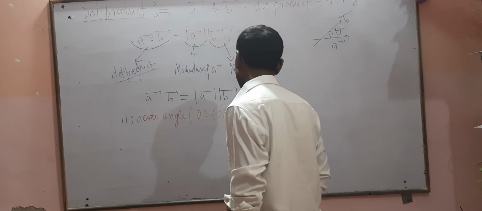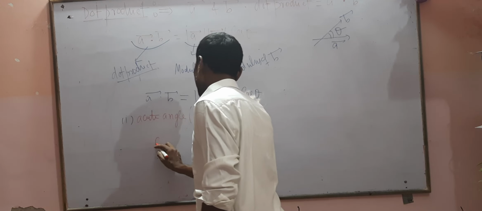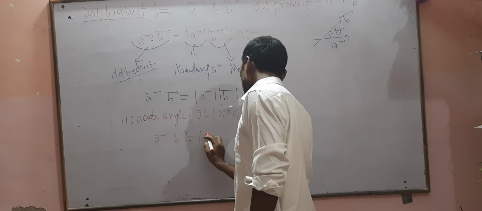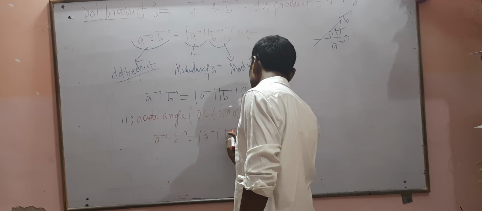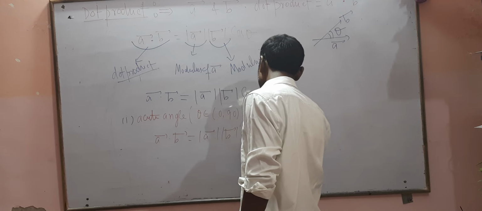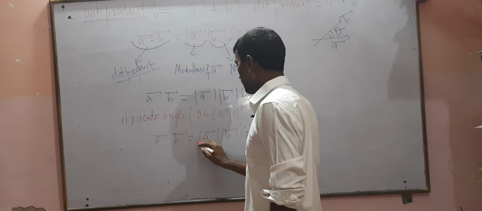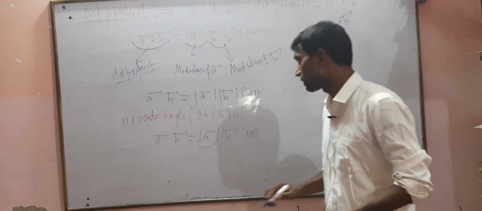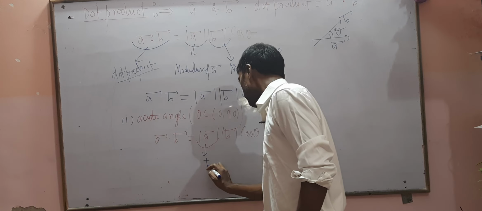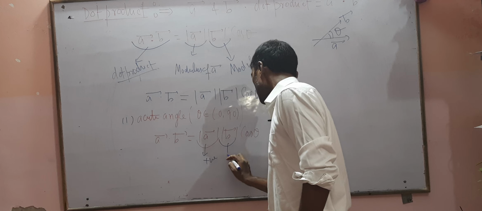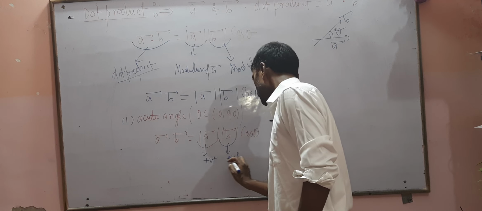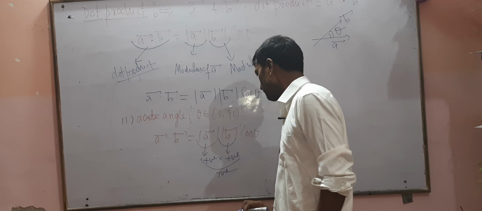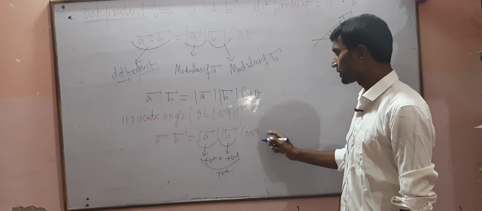This is the acute angle. Then A dot B equals, as we know, mod A mod B cos theta. The mod of any quantity is always a positive quantity, so mod A is a positive number, and mod B is also a positive number. Positive into positive is always a positive number. Now, cos theta.